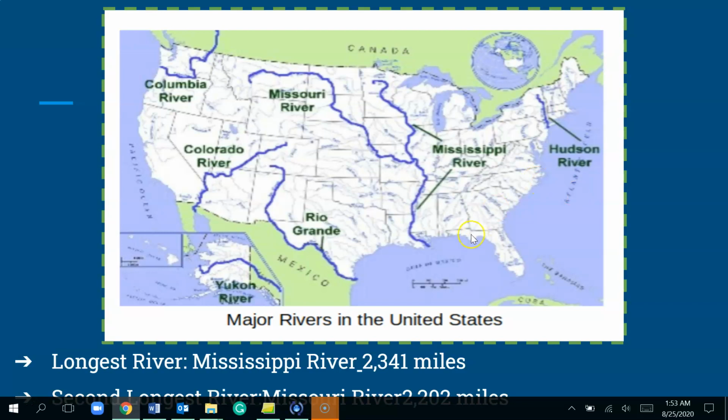The longest river is the Mississippi River, which is down here, cuts through Louisiana, leads into the Gulf of Mexico, and gets all the way up here, almost all the way up to Canada. The Missouri River starts at the Mississippi River and heads northwest in the country. So Missouri River is the second longest. Mississippi River is the longest. You can answer the question with either one of these answers.